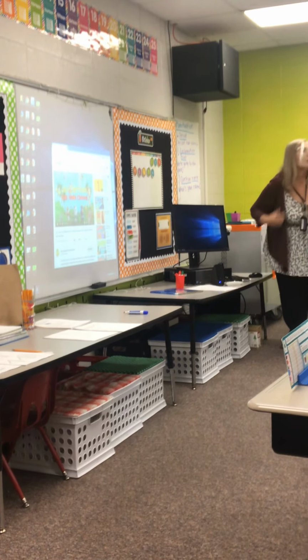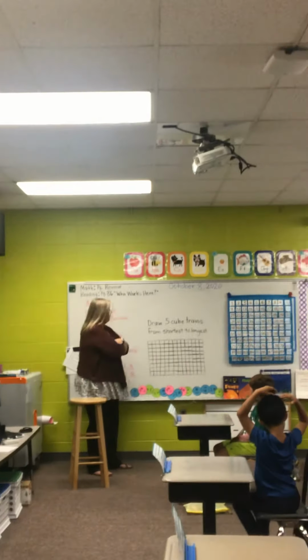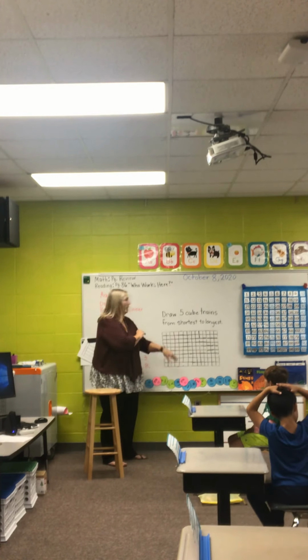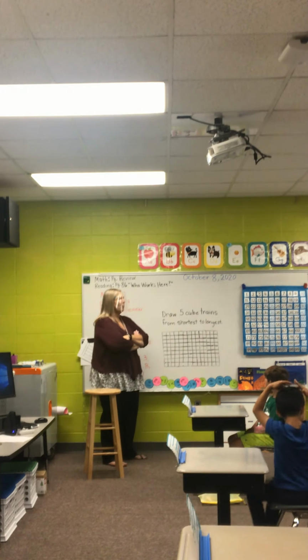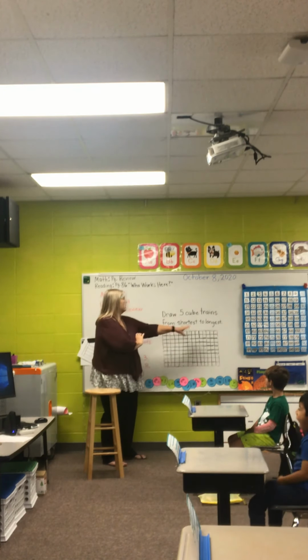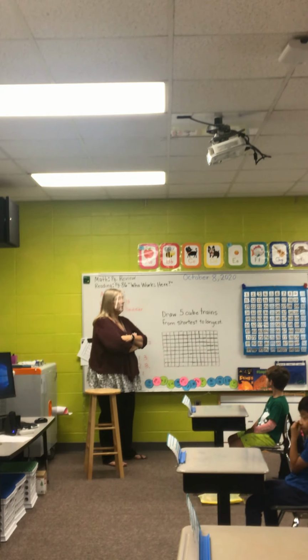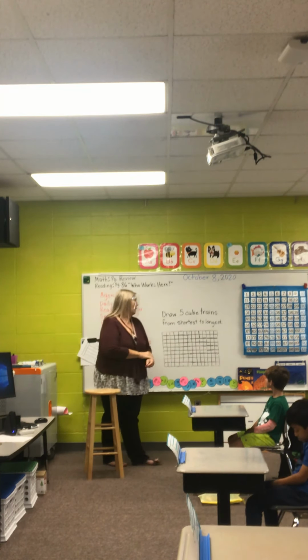I want us to look over here. We were doing shortest to longest and longest to shortest. So I have a grid. Sometimes this is like paper. It comes with all these little cubes on it. I don't know if you've ever seen it, but graph paper looks like this.